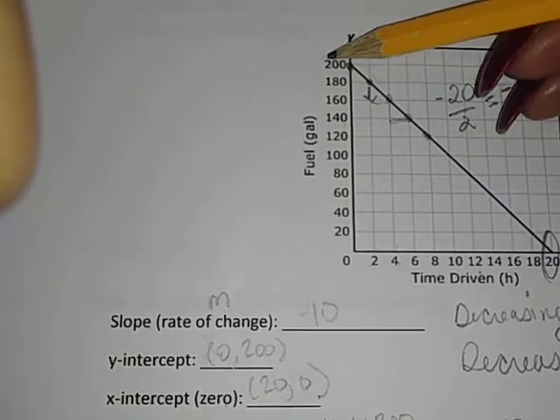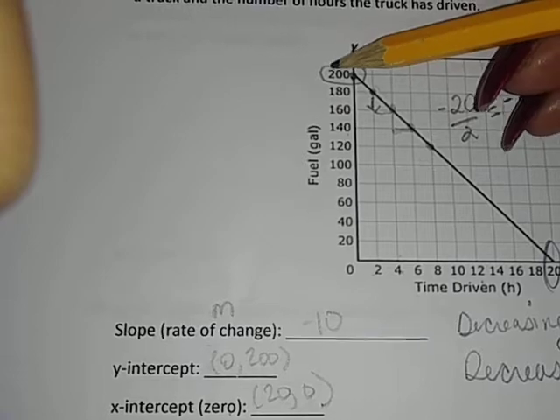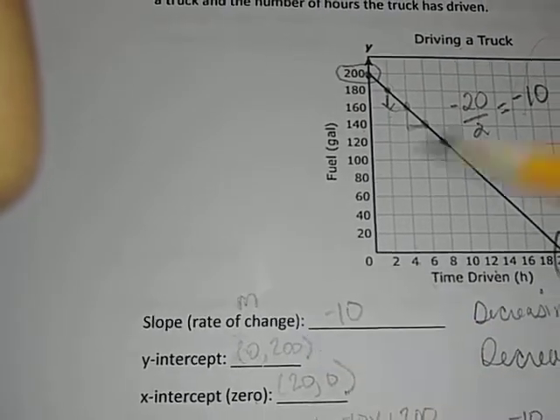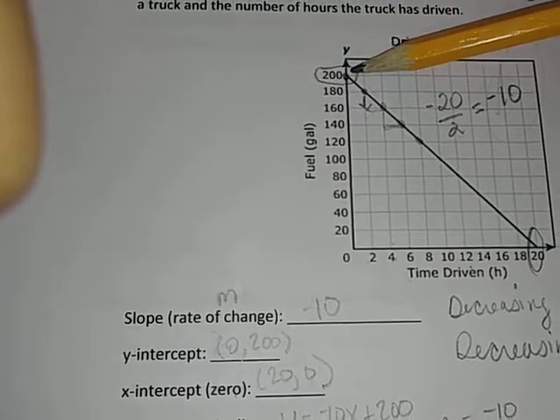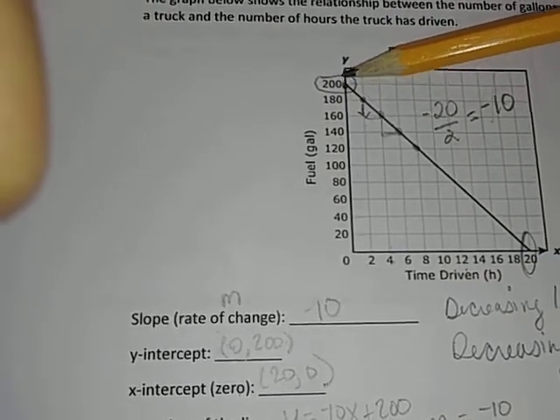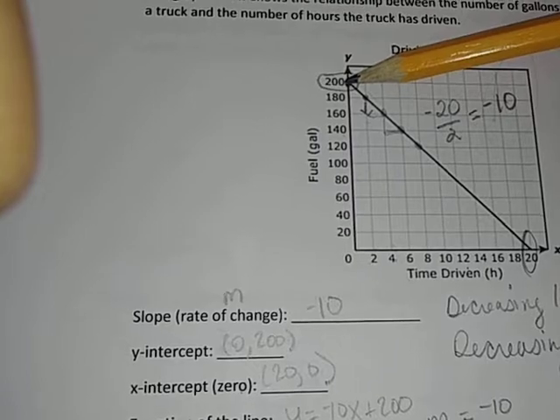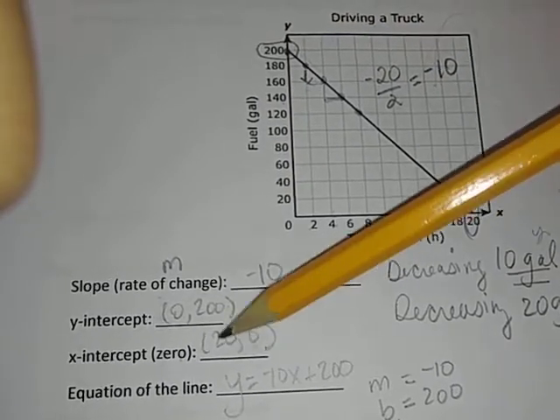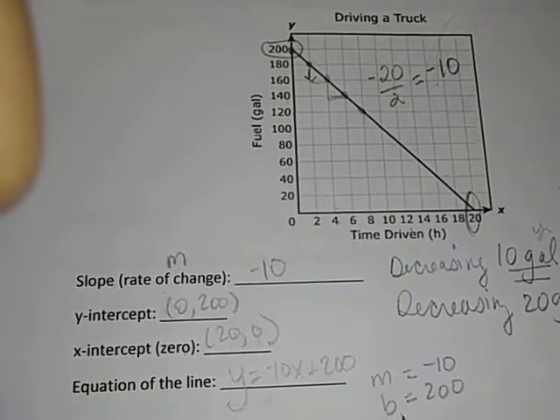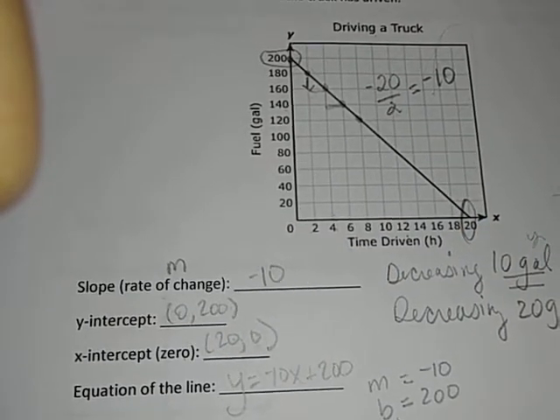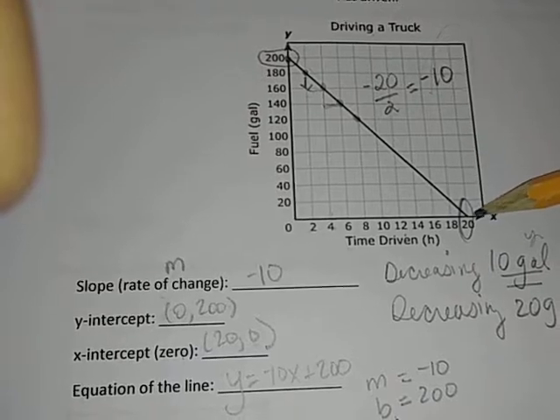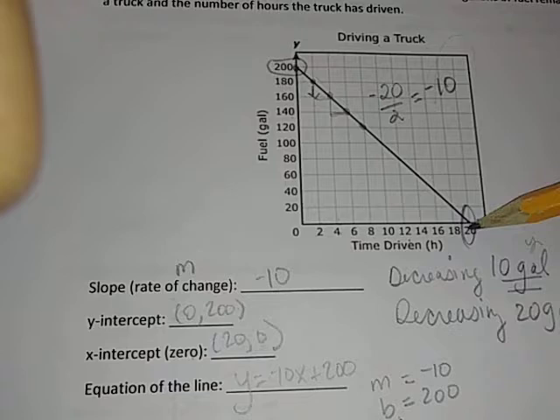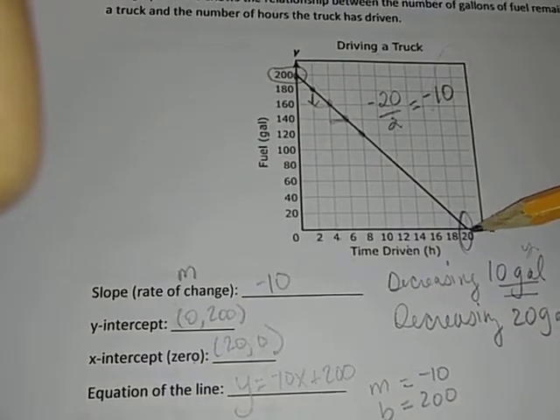Y-intercept is 200. So 0, 200. This is how much gas you have in the truck before you begin driving. X-intercept is 20, but that's 20, 0. 20, 0 is how many hours it took the truck before running out of gas.